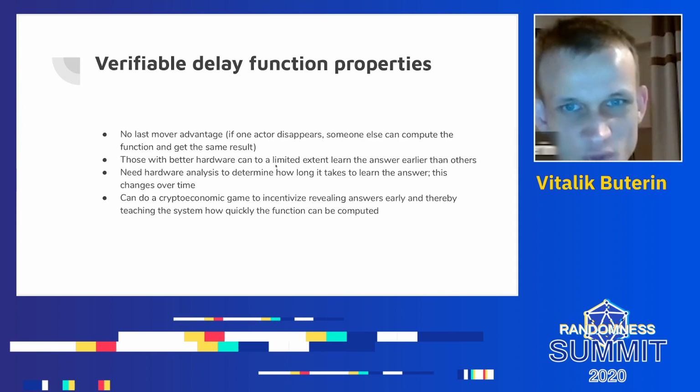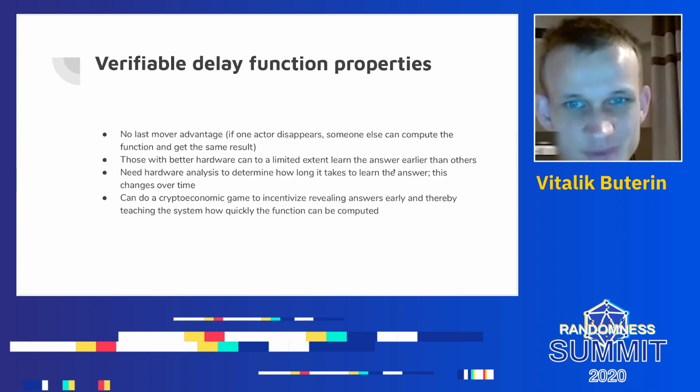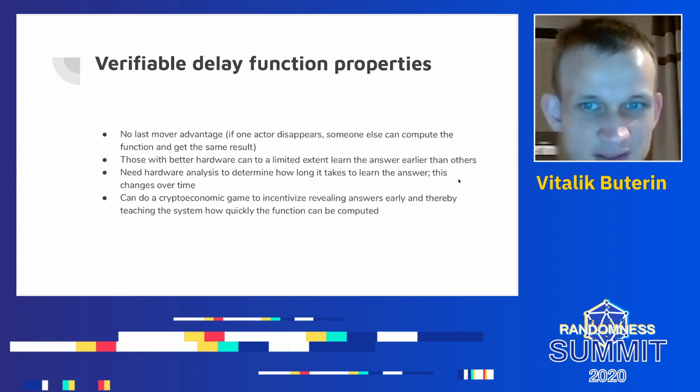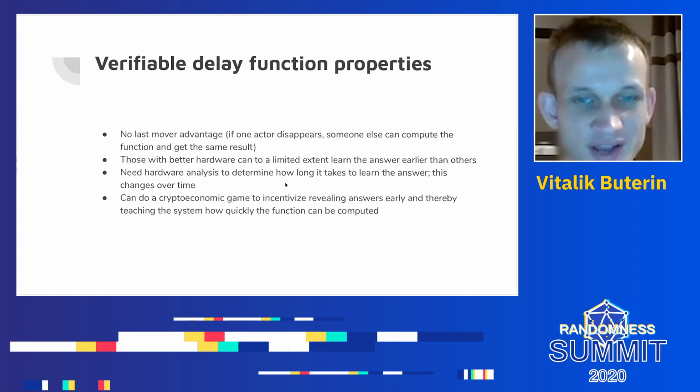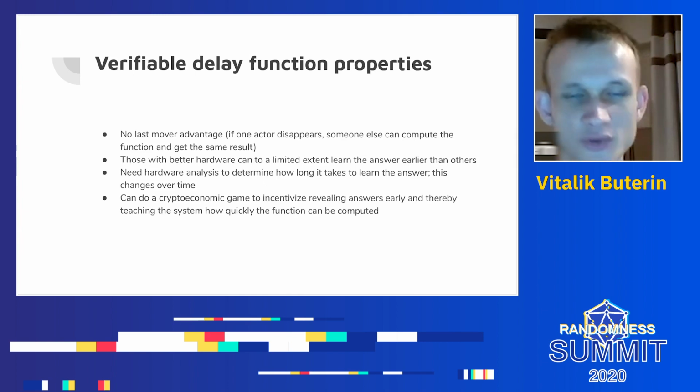Those with better hardware can, to a limited extent, learn the answer earlier than others, and this is a challenge, and I'll talk about this. We need hardware analysis to determine how long it takes to answer. But you can do a crypto-economic game, right? You can publish bounties on-chain for computing VDF outputs as quickly as possible, and thereby you can at least have the system learn how quickly the function can be computed with public hardware.